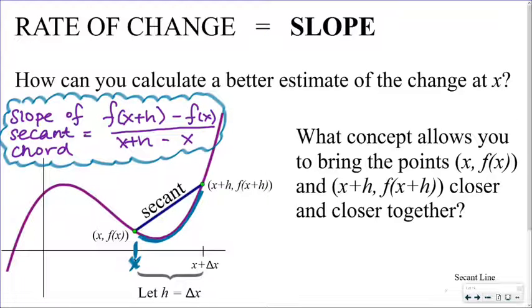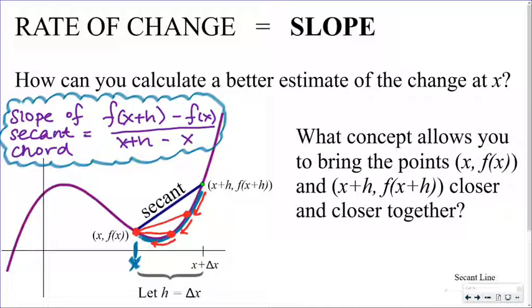And what we want to do is, instead of using this secant chord, maybe I'll use a different secant chord. Maybe I'll use the secant chord there. Or maybe I'll use this secant chord. That might give me a better estimate. What would give me an even better estimate is to take this point and bring it closer and closer to the point where x is. To bring these points infinitely closer together.